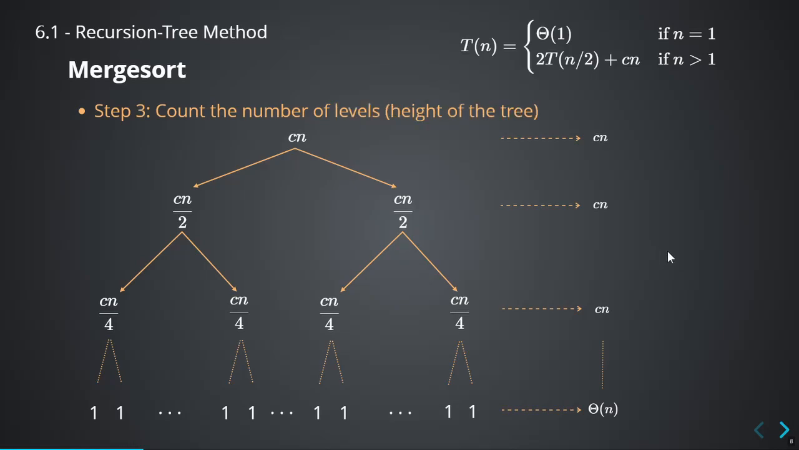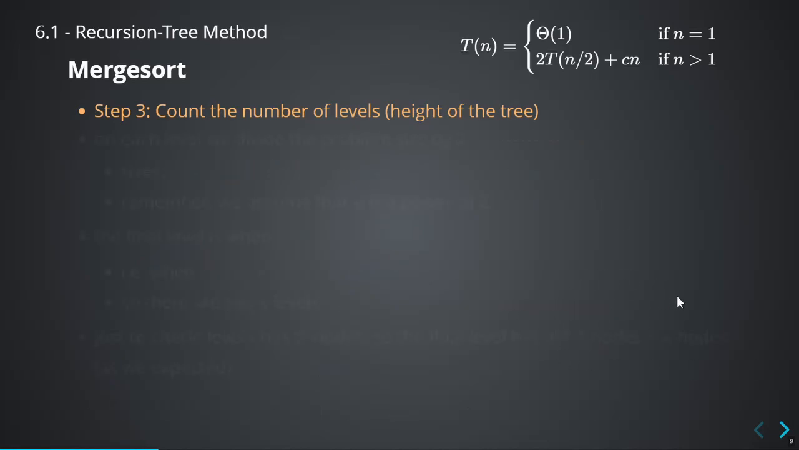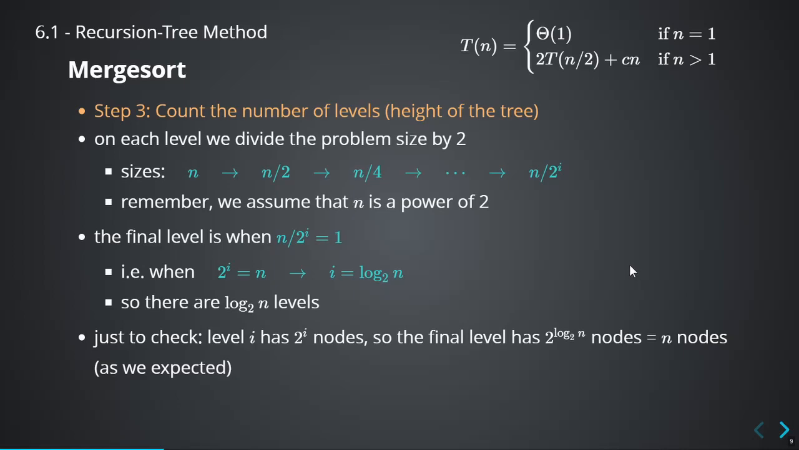Now, we have to work out the height of the tree. We have to count the number of levels. So how do we do that? Well, let's see how much work we have to do before we get to the bottom of the tree. On every level, we divide the problem by 2. Right? We start with n, then we go to n over 2, n over 4, all the way up to n divided by 2 to the power of i. Because again, n is some power of 2, so we're just going to pick a nice n that will divide nicely. The final level is when n divided by 2 to the i is equal to 1. In other words, 2 to the i is equal to n, or i is just log base 2 of n. So there are log base 2 n levels.